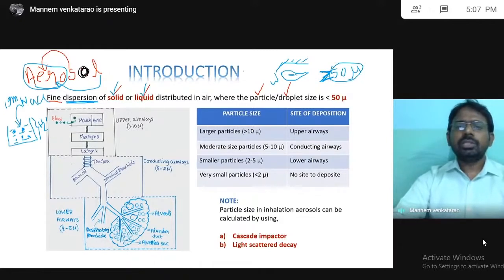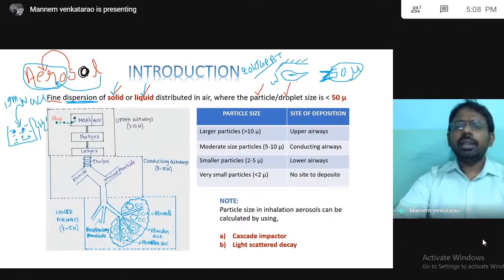In 2010 GPAT, they asked what is the particle size observed by naked eye. This is the eye. Okay, I am not that much of an artist. Please understand, this is the eye. What is the lowest particle size observed by naked eye under illuminated area?